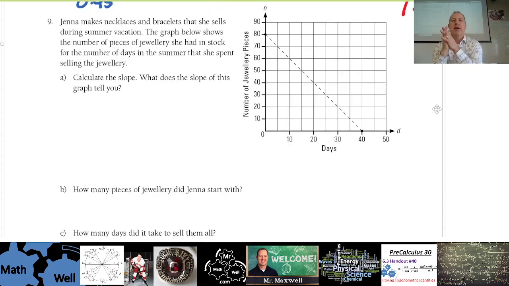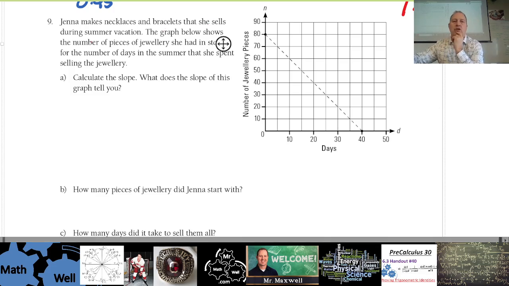Okay, let me read number 9 and I'll go over number 9 with you. So this one says, Jenna makes necklaces and bracelets that she sells during the summer vacation. The graph below shows the number of pieces of jewelry, that's this right here, number of jewelry pieces, and also the number of days in the summer that she spent selling jewelry. So, the first question says, calculate the slope.